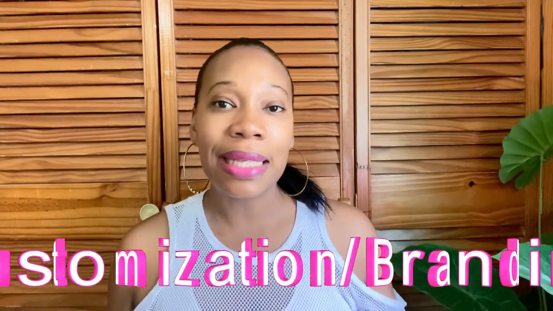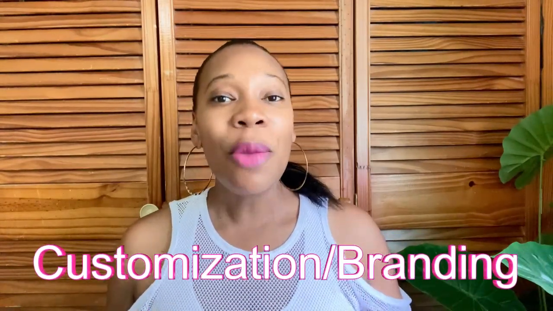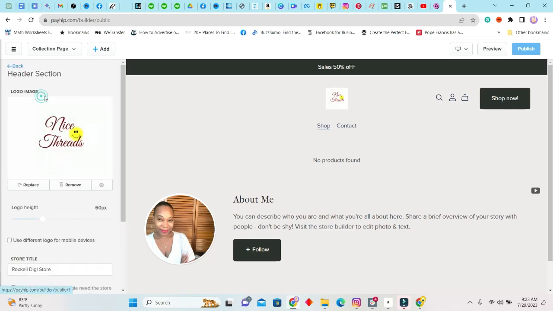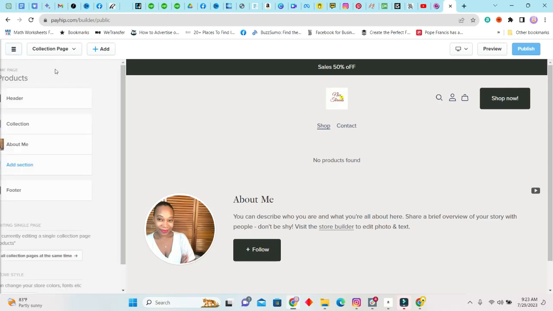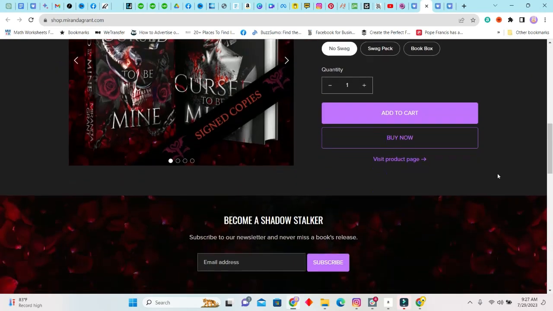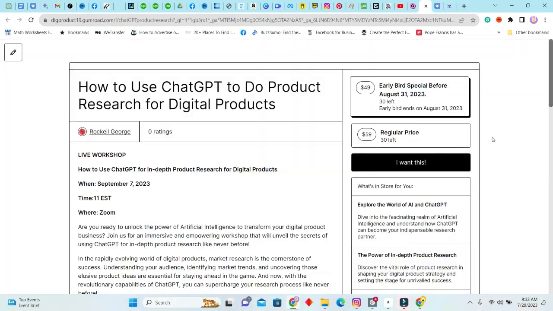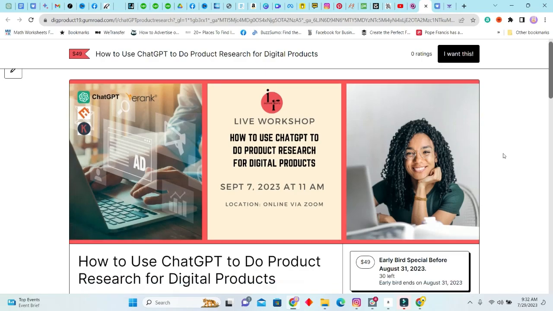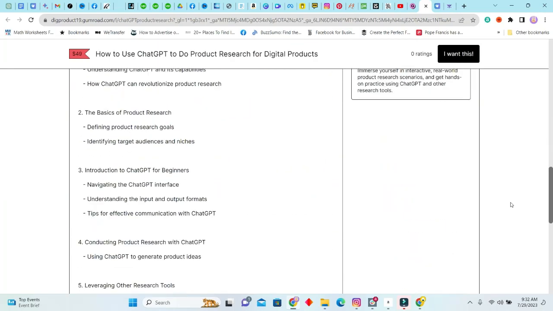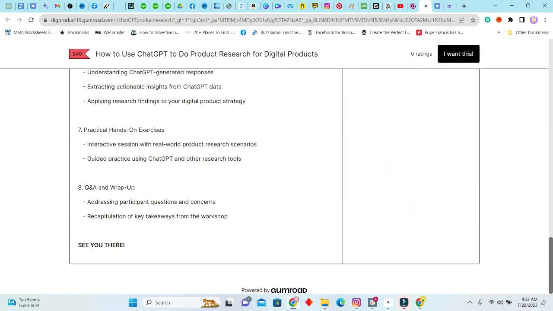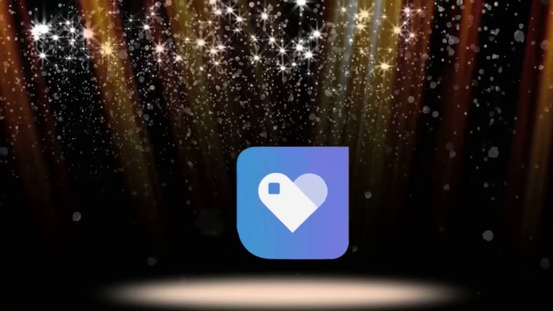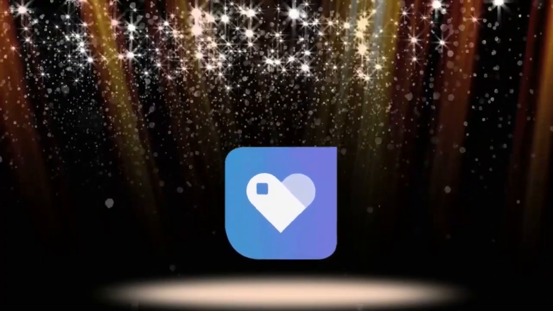So let's see what we have in store for customization and branding. Payhip pulls out all the stops with its fully customizable store builder, allowing us to create a store that perfectly reflects our brand identity. Gumroad isn't far behind, offering some customization options, but who will take the crown in this category? Payhip takes this round for its flexibility in design, guys.